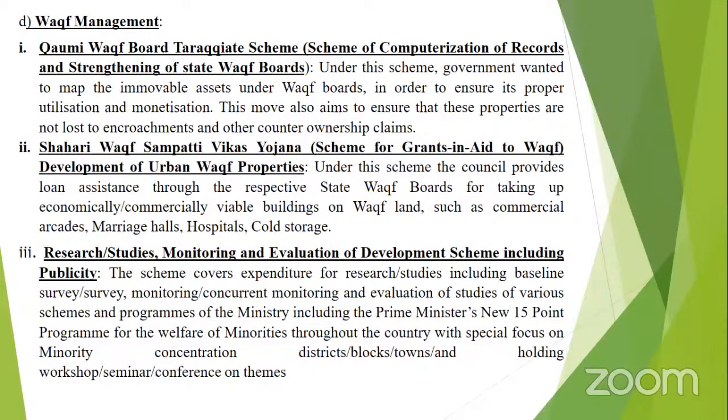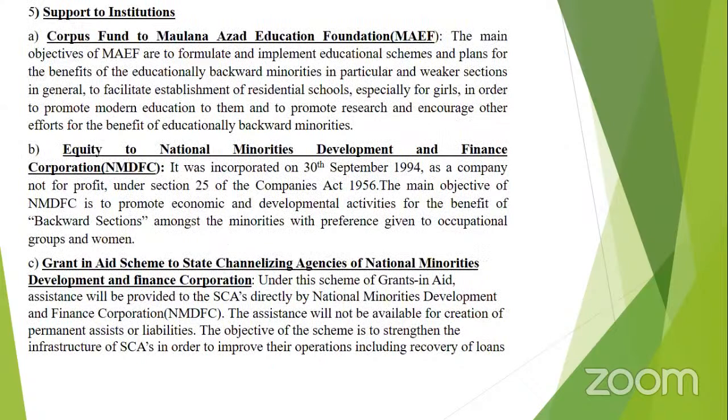Third is research studies, monitoring and evaluation of development schemes including publicity. The scheme covers expenditure on research studies including baseline surveys, monitoring, concurrent monitoring and evaluation studies of various schemes and programs of the ministry, including the Prime Minister's New 15 Point Programme for the welfare of minorities throughout the country, with special focus on minority concentration districts, blocks and towns, and holding workshops, seminars and conferences on themes. Fifth is support to institutions.